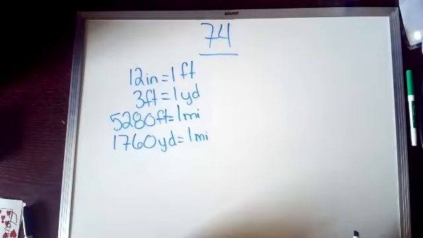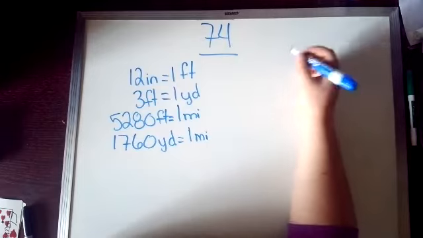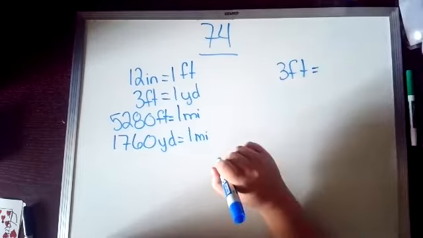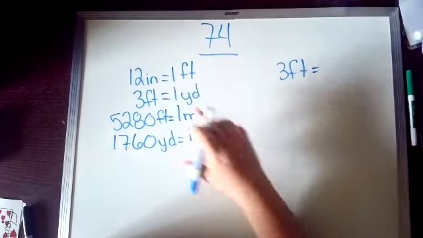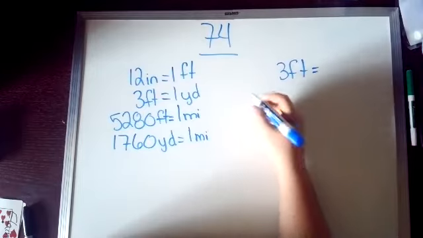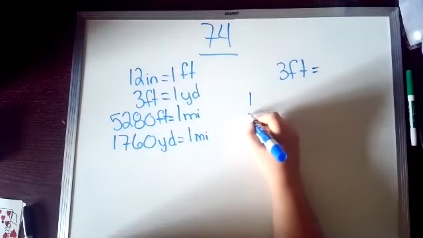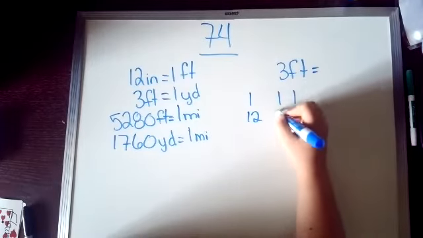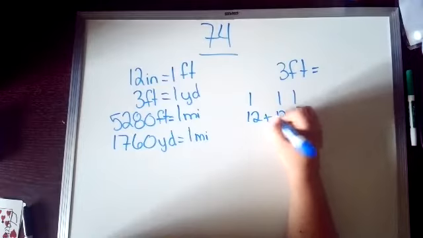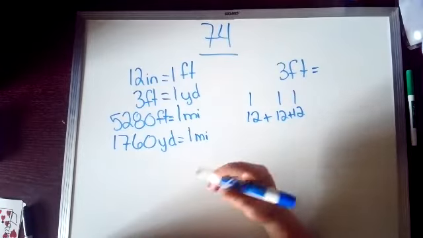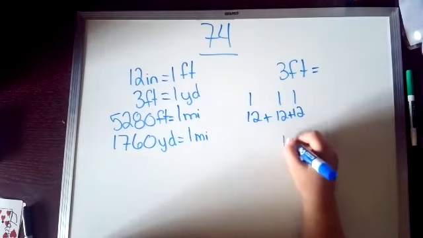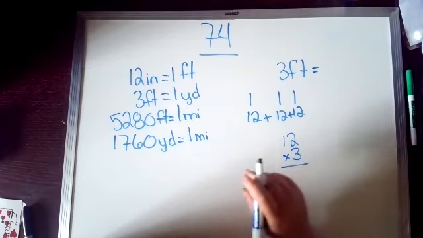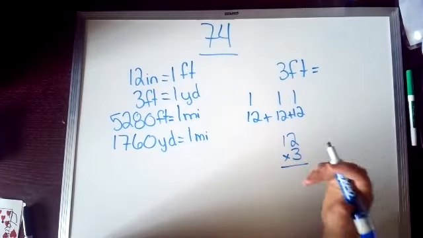So one example might be if I had 3 feet and I wanted to know how many inches were in there, I would take 3 feet. Well, I know 12 inches is 1 foot. So I know in every 1 foot there is 12 inches. I have 3 feet, so 1, 2, 3. I have 12 in each one. I'm going to add 12 plus 12 plus 12. Or if I don't want to do all that adding, I can take 12 and times it by 3. Both will give me the same answer. This is how I would convert feet to inches.